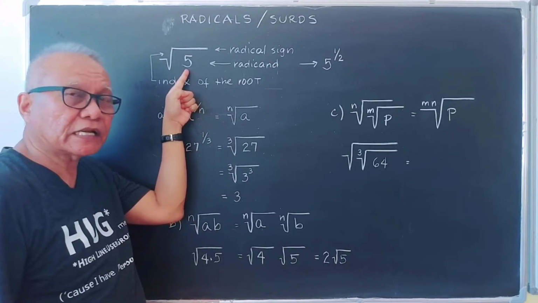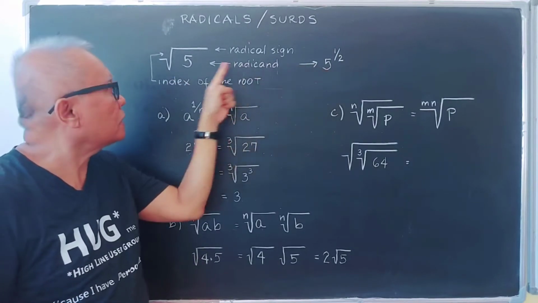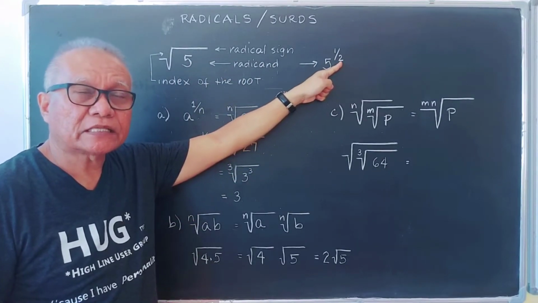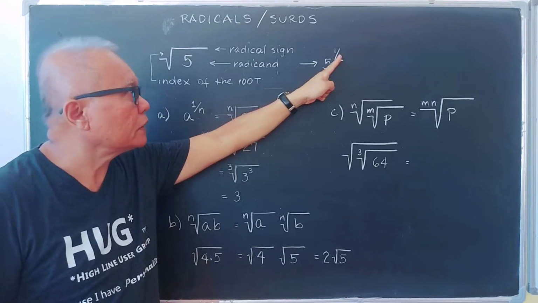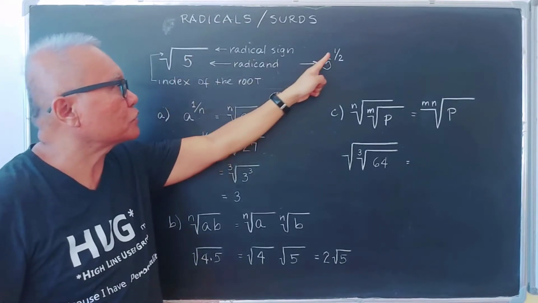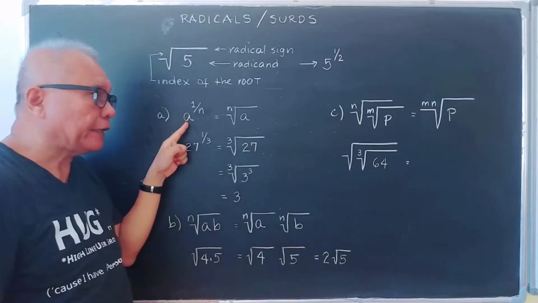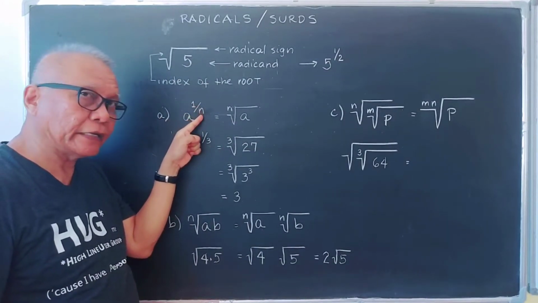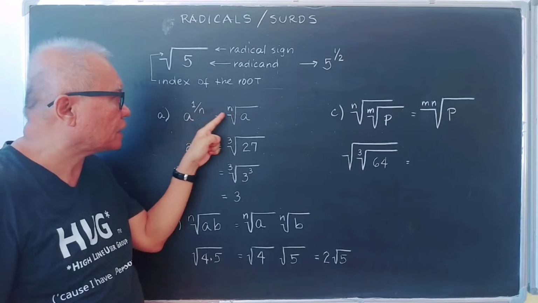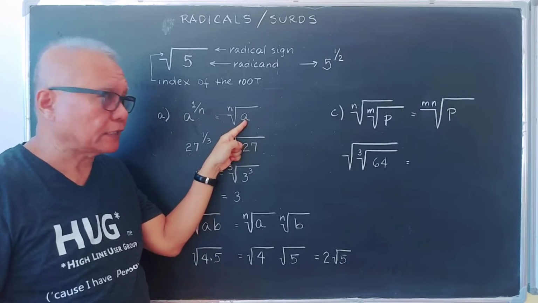Now, this one is in radical form. In exponential form, this one is 5, the radicand, and the index of the root is the denominator of the exponent. The one here is actually 5 to the first. If that is 3 over 2, so we have 5 cubed. Letter A raised to the 1 over n. You see here that the denominator of the exponent n becomes the index of the root. A now is the radicand.